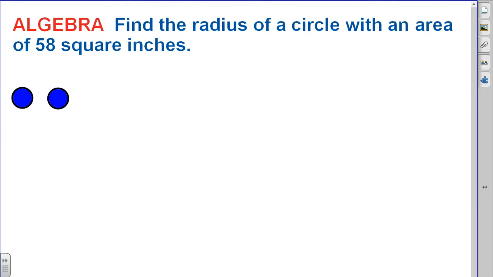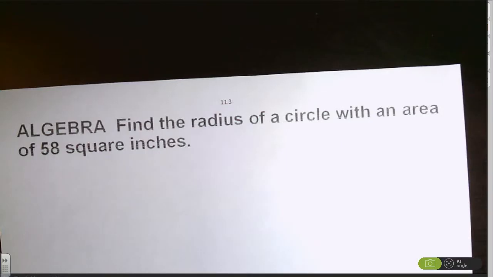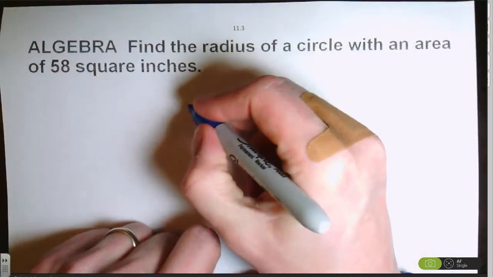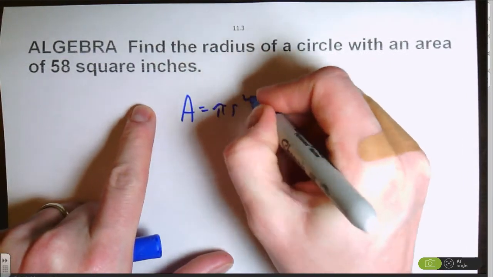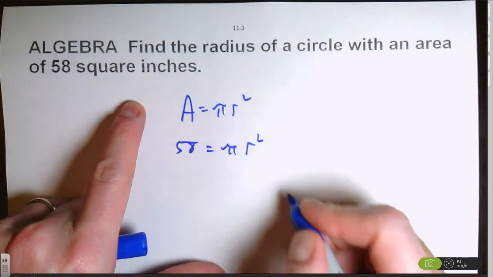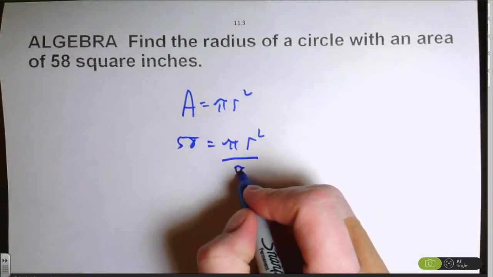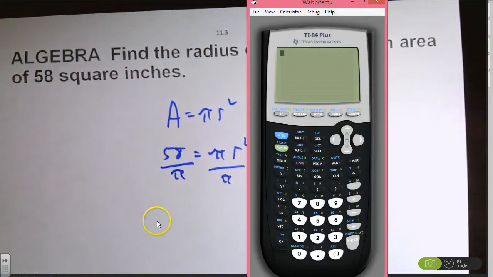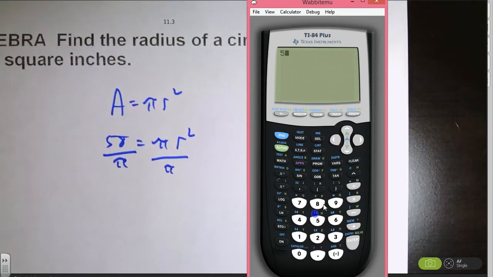All right, next example. Find the radius of a circle with an area of 58 square inches. So we're working backwards here. Well, area is pi r squared, and our area is 58 square inches. So the first thing we have to do is divide out the pi. So 58 divided by pi.